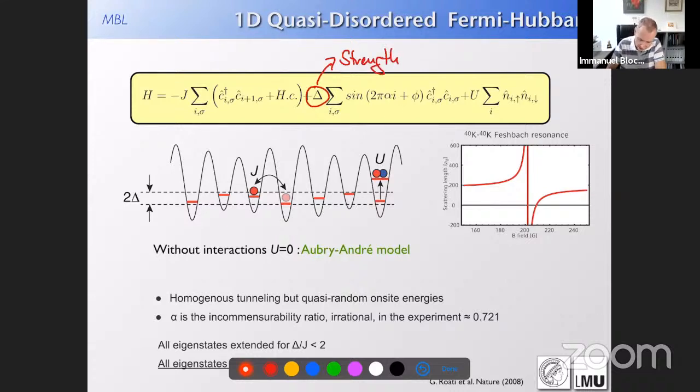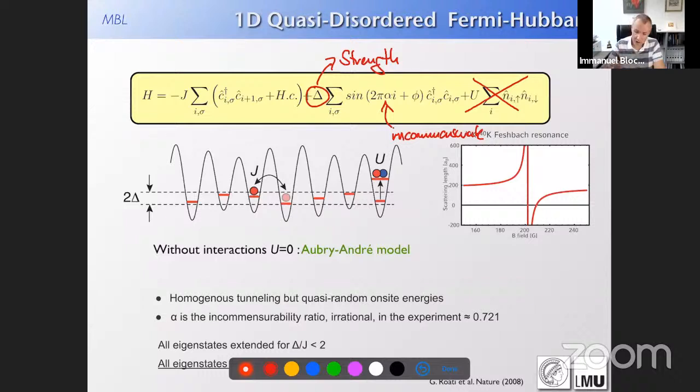And this is basically the parameter that denotes how incommensurate the system is with the original lattice potential. Okay, this is the so-called Aubry-André model. And if we forget about U, we have this non-interacting Aubry-André model that has been studied a lot in the literature. So we basically know everything about this system.